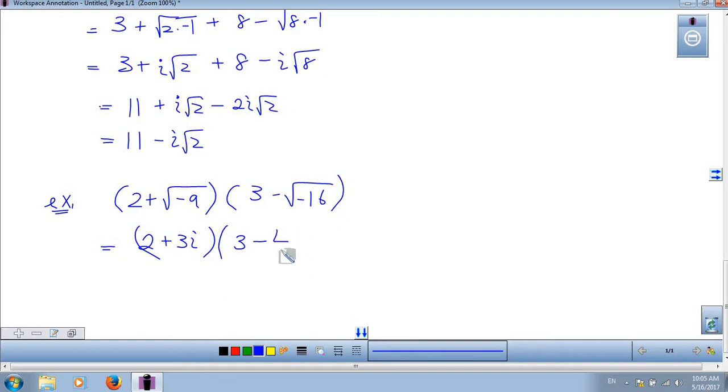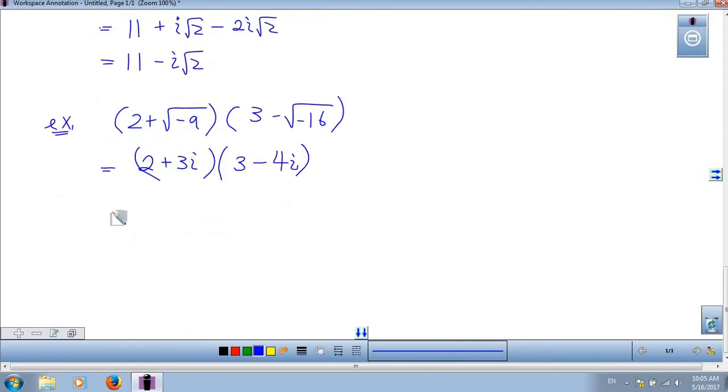The square root of 16 is 4, and the square root of negative 1 is i. So in this case, we're going to use the distributive property to help us. 2 times 3 is 6, minus 8i, plus 9i, minus 12i squared. After I did this, I'm going to combine all the like terms. But I remember one thing about i squared. i squared is negative 1.